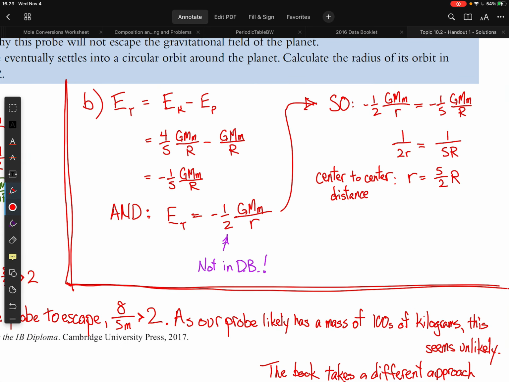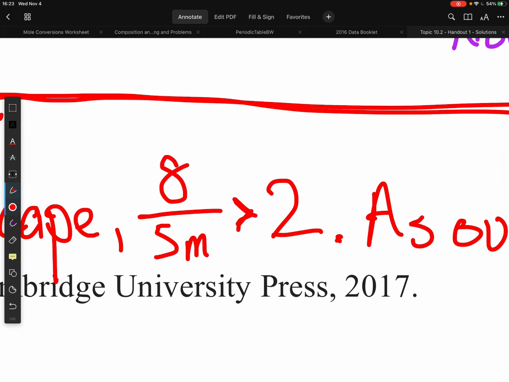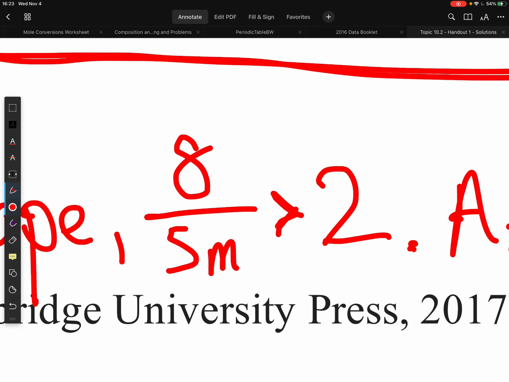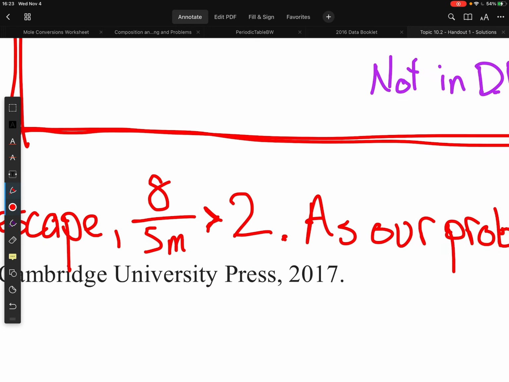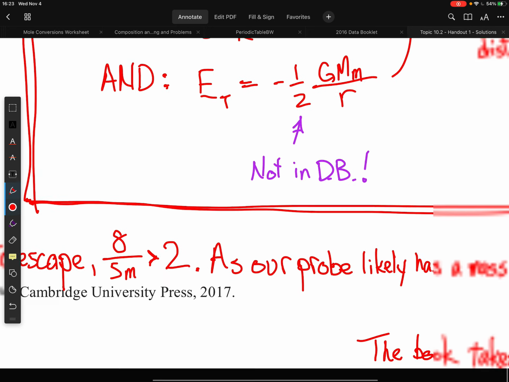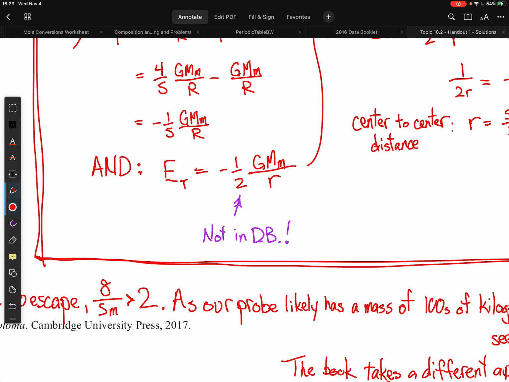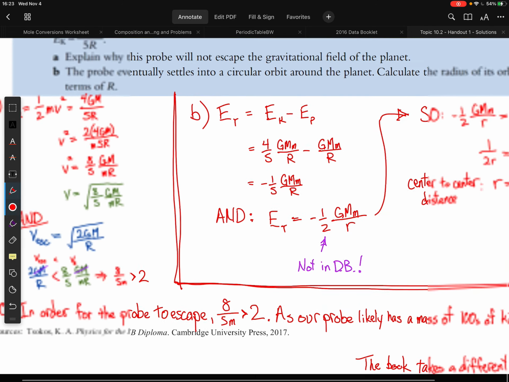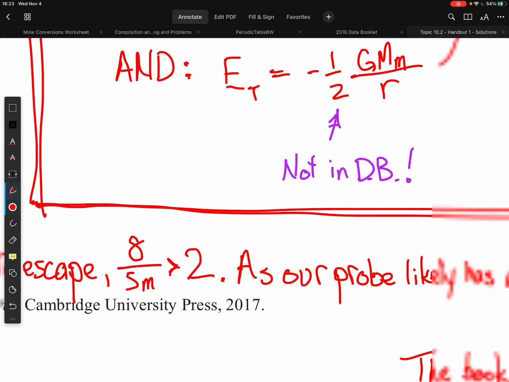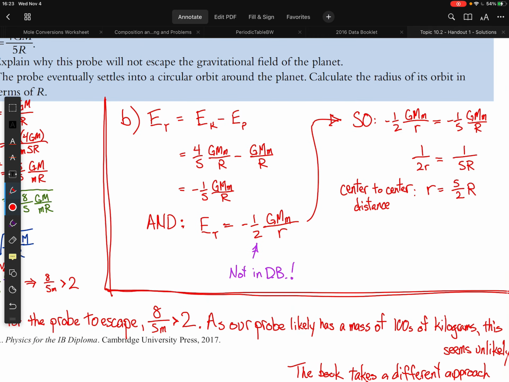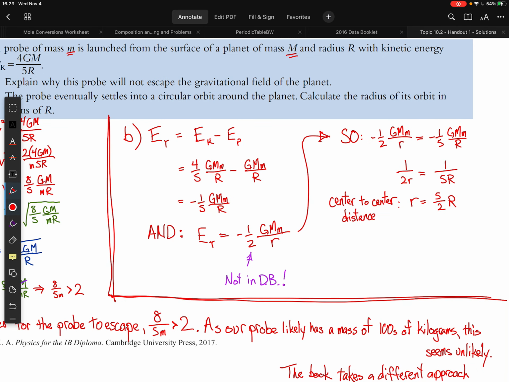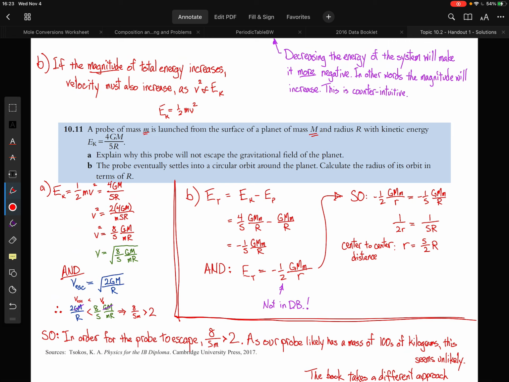But our probe is probably going to have a mass of hundreds of kilograms. And remember that as this small m gets larger, 8/5 becomes smaller and smaller, and it's already less than 2. So it is impossible that any object with a mass above 1 kilogram would achieve escape velocity. You will find that your book takes a different approach, and you should take a look at it.